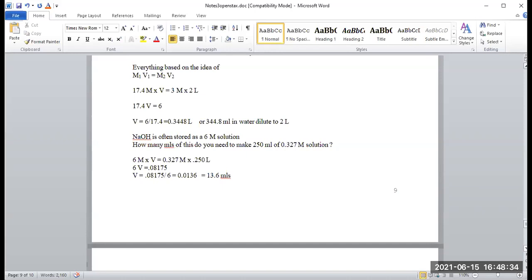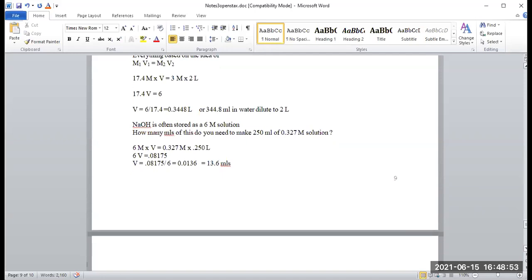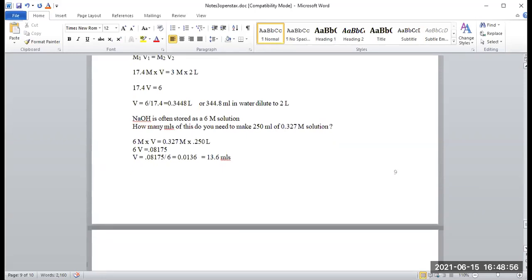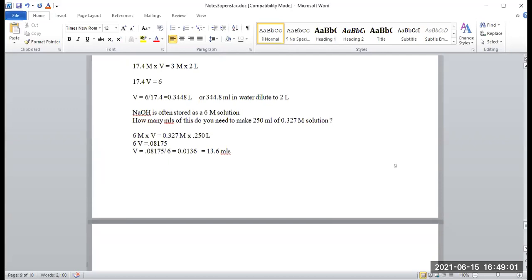If I want to make 250 mils of a relatively much weaker solution, 0.327, but I'm starting with a 6 molar. Go back to your equation again. 6 molar is your M1, V1 is your unknown, 0.327 is your M2, 0.250 is your V2.